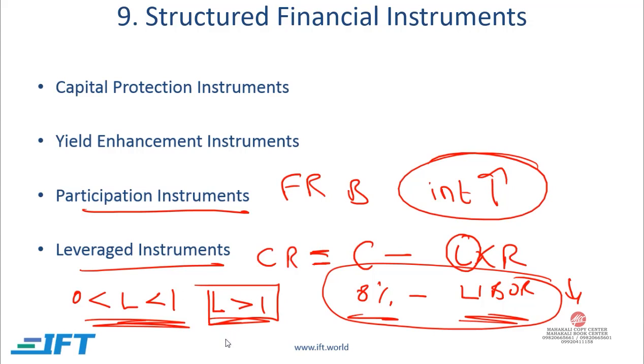Inverse floaters often have a floor that specifies a minimum coupon rate. For example, a floor may be set at 0 to avoid the possibility of a negative interest rate. So that is it for this slide. Make sure that you know these 4 categories along with the major examples of each category.